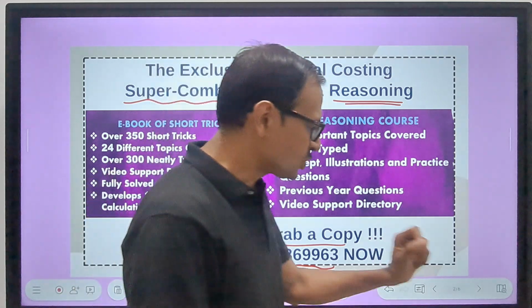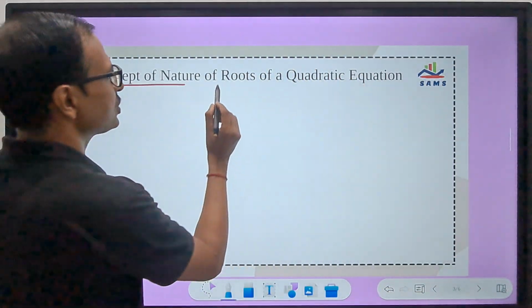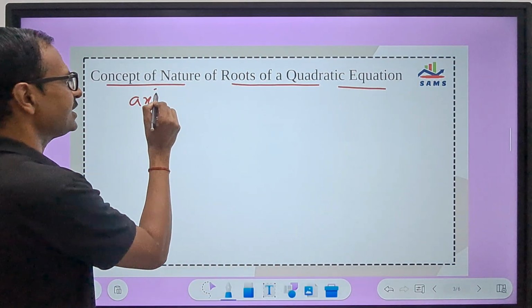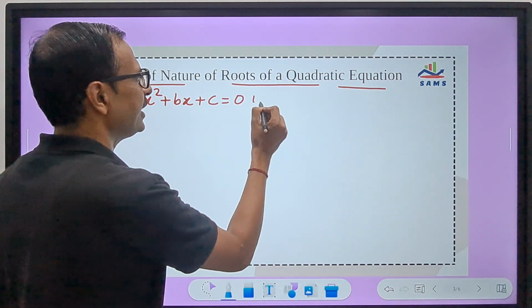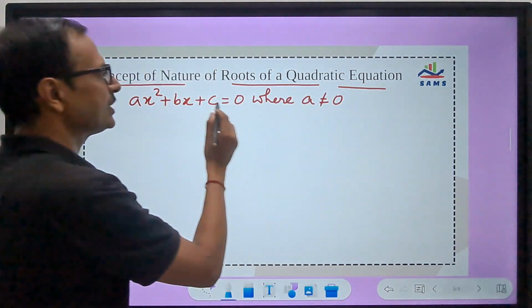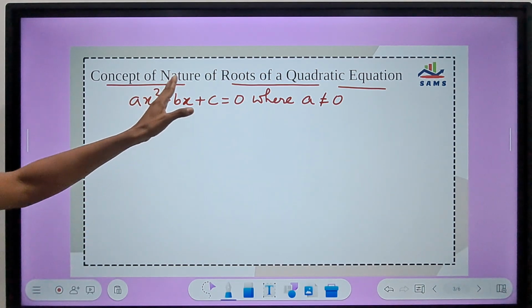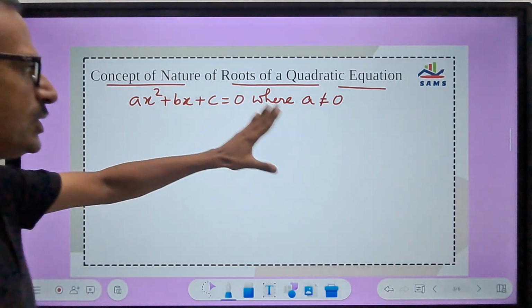Right friends? So let's get into the concept now. Concept of nature of roots of a quadratic equation. We all know a quadratic equation is in the form ax square plus bx plus c equal to 0, where obviously a cannot be 0, because if a is 0 then the second degree term vanishes and it will cease to be a quadratic equation, right? So ax square plus bx plus c equal to 0.